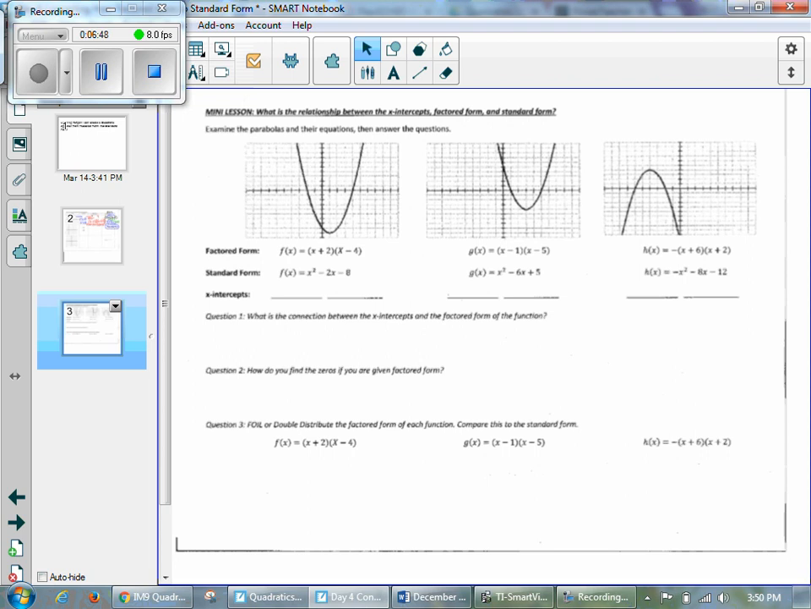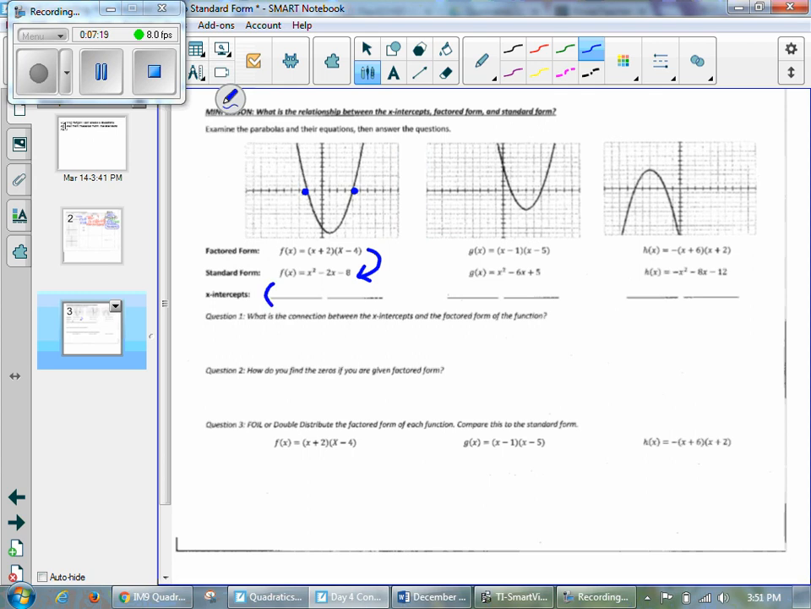We have a parabola that opens up again. They gave us the factored form. Keep in mind, the factored form is related to your x-intercepts. So let's pinpoint those. Here's an x-intercept, and here's an x-intercept. They went from factored form to standard form by distributing the factored form to create your standard form. And now let's write our x-intercepts.